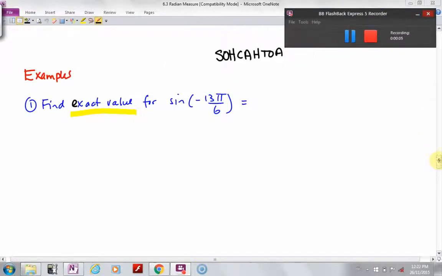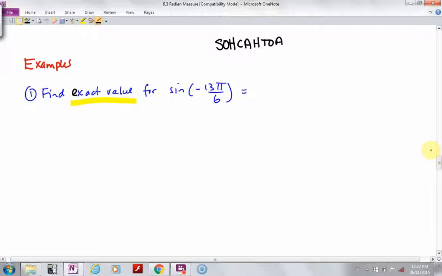The first example we're going to look at today is very similar to a question that you would have seen 2 days ago, but this is with radian measure instead of with degree measure. So it's just getting you used to thinking in terms of radians. Find the exact value for sine of negative 13 pi by 6.